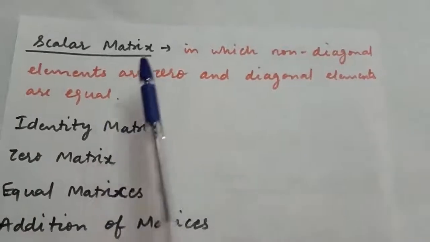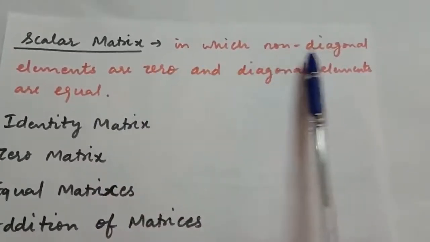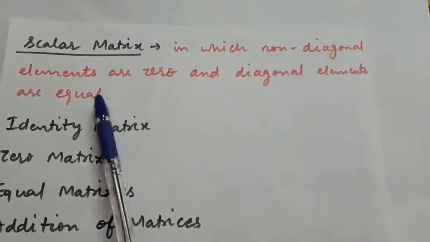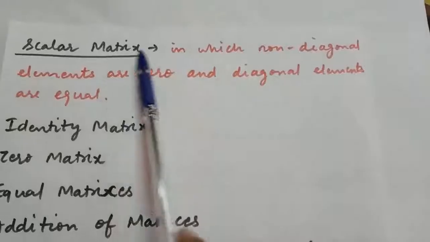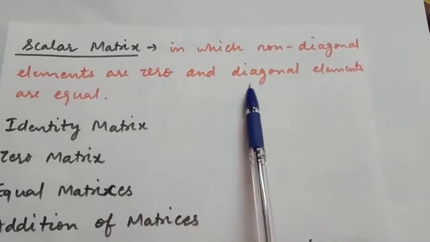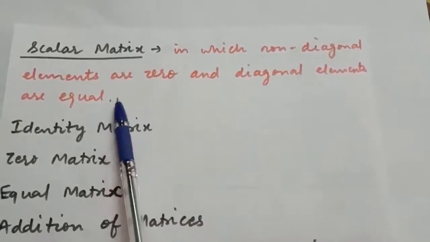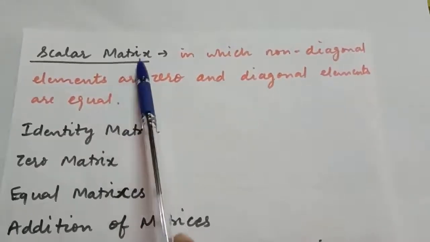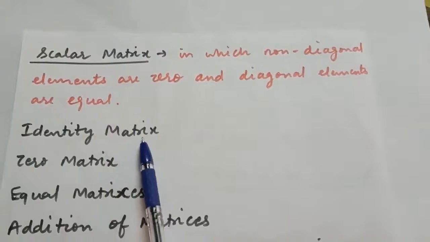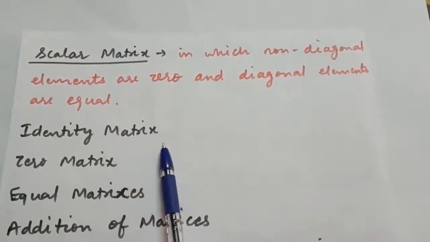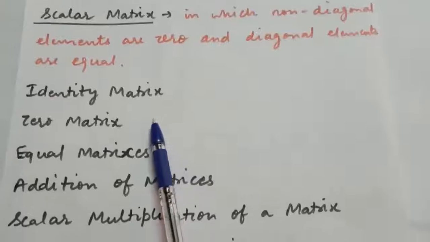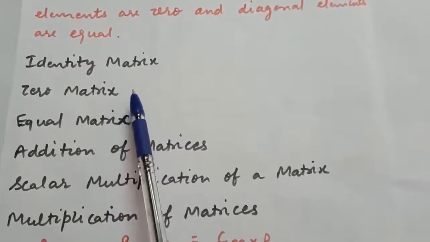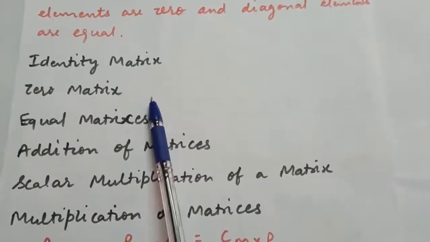Now, scalar matrix is a matrix in which non-diagonal elements are 0 and diagonal elements are equal. That is, it is a special type of diagonal matrix in which diagonal elements are equal to each other. Then identity matrix is a special type of scalar matrix in which non-diagonal elements are 0 and diagonal elements are equal to 1. Zero matrix is a matrix in which all the elements are 0.